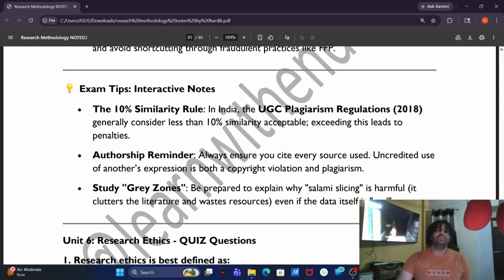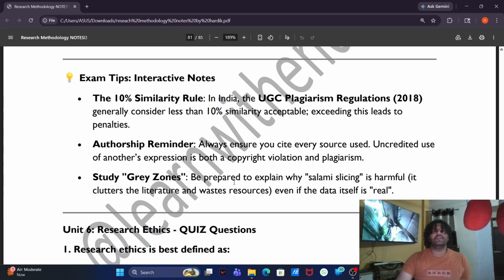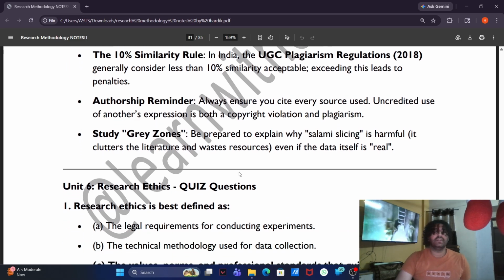Using another's expression uncredited is both a copyright violation and plagiarism. Study gray zones, be prepared to explain why salami slicing is harmful. It clutters the literature and wastes resources, even if the data itself is real.